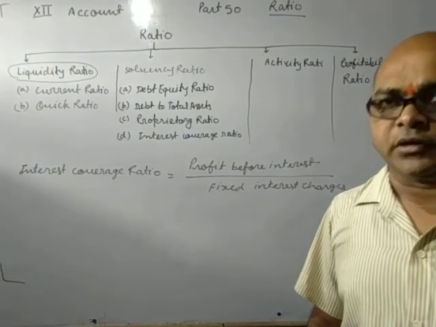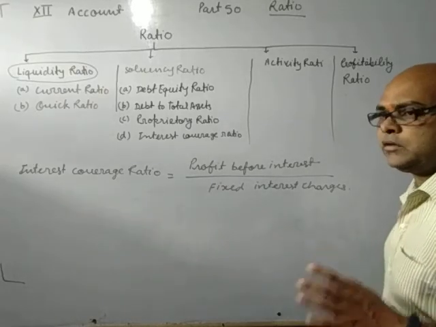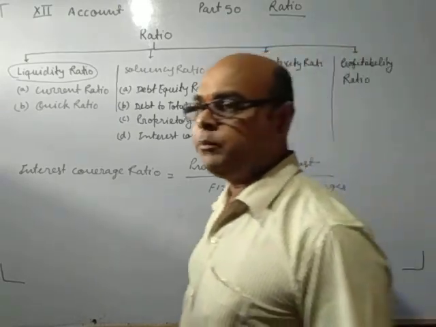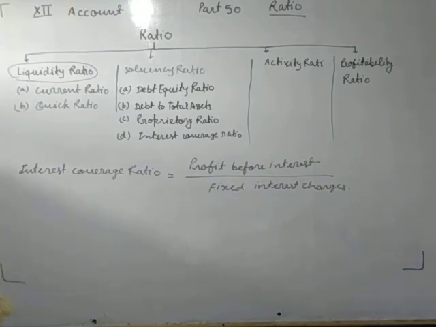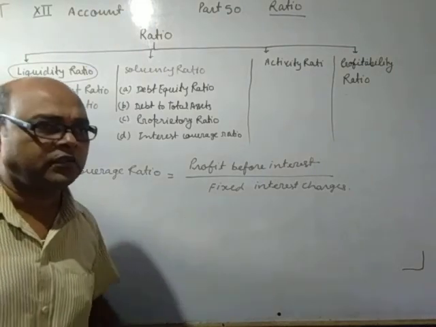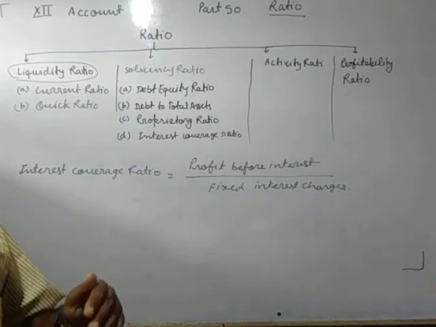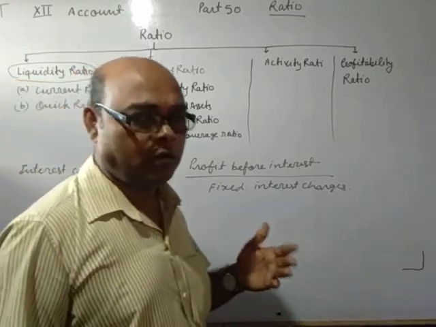Like you see debenture. In the debenture, the interest rate is fixed, and at this rate the company pays interest every year. Like bank loan. In the case of bank loan, the interest rate is fixed, and the company pays the interest at this rate every year. So they calculate the interest coverage ratio to see whether the profit before interest is sufficient or not, so that the company may pay their interest easily or not.